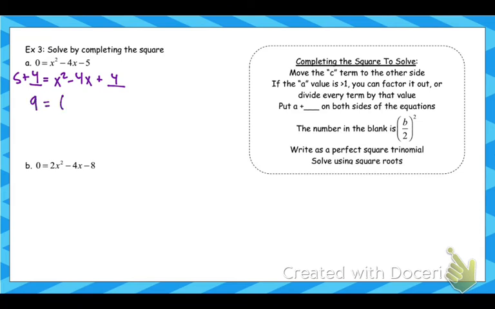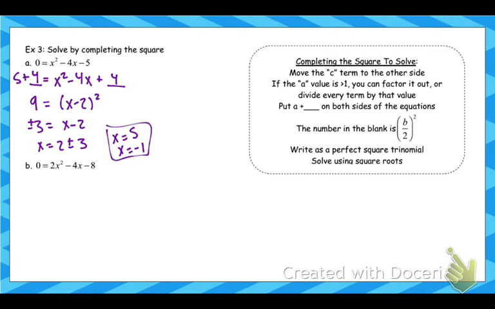So now this is a perfect square trinomial that factors. And now we're solving using that same square root method that we did last class. So I would square root both sides. To get x by itself, I would add 2. And since these are rational numbers, I can go ahead and actually solve these and actually figure out what this is. So this would be 2 plus 3 and 2 minus 3.